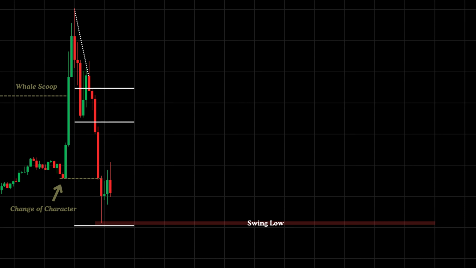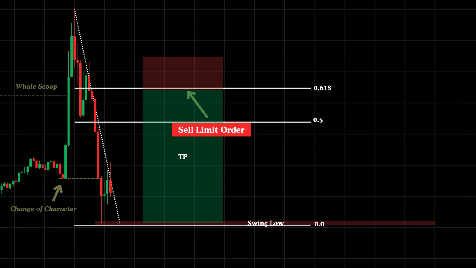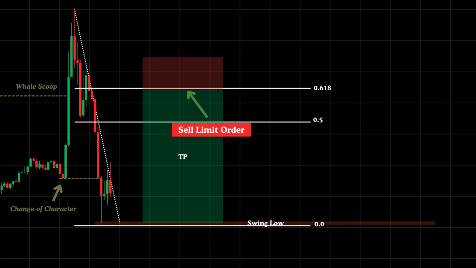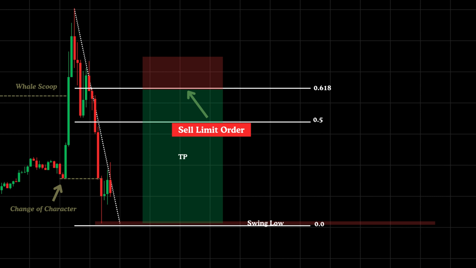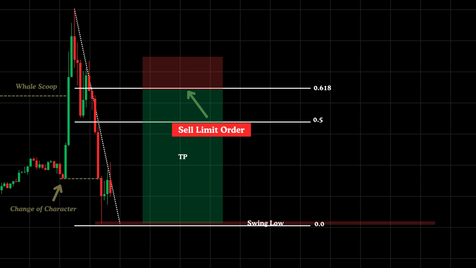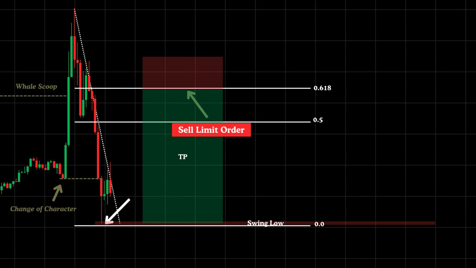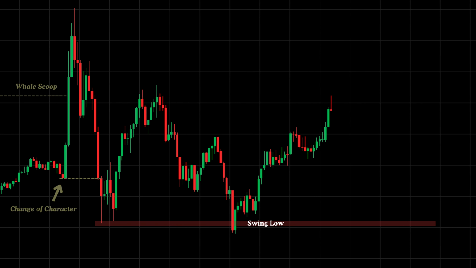I'm placing a sell limit at the 0.618 Fibonacci retracement level of the change of character wave. To manage risk effectively, the stop loss is set just a few pips above the most recent swing high, keeping it tight and controlled. For the take profit target, I've chosen the nearest swing low, as I expect the price to move in that direction based on current momentum and market structure.